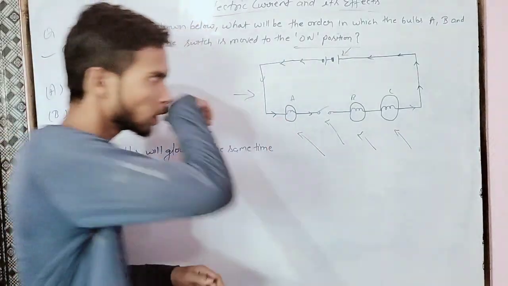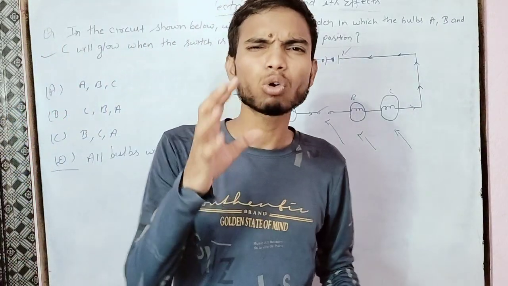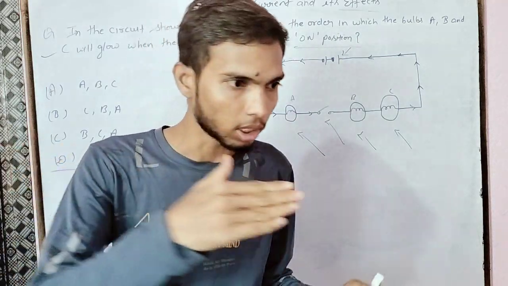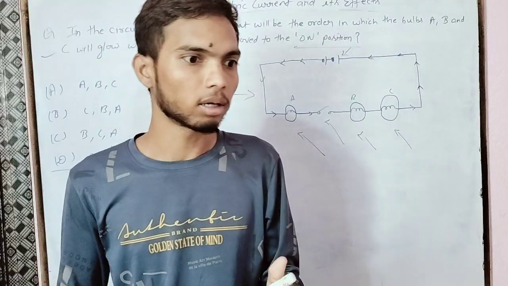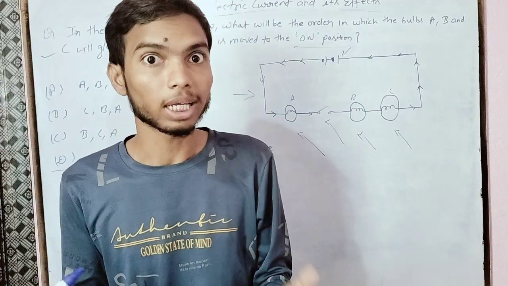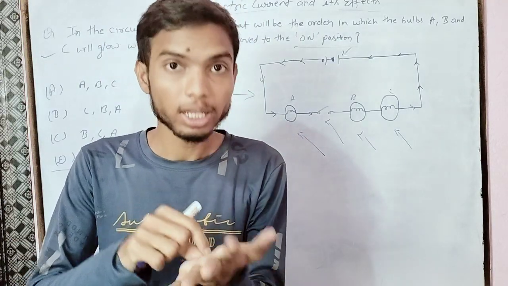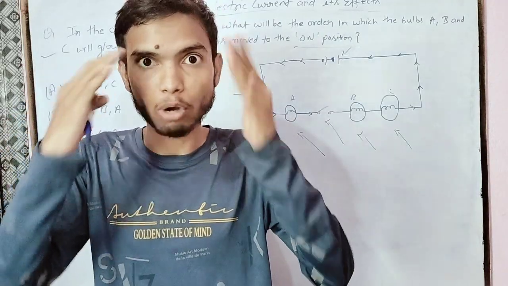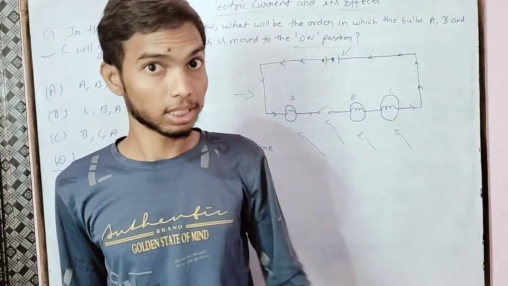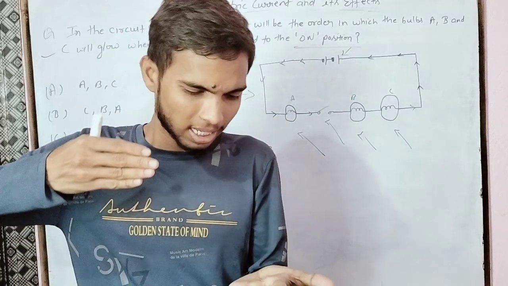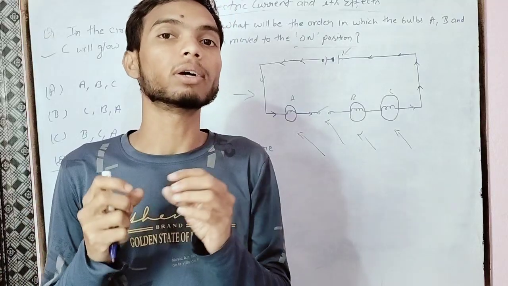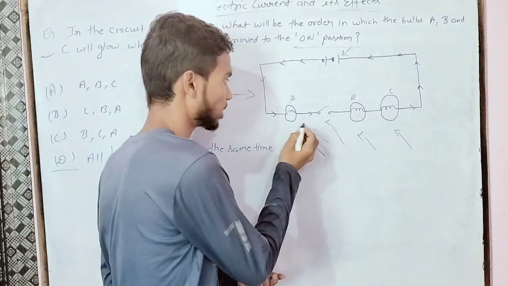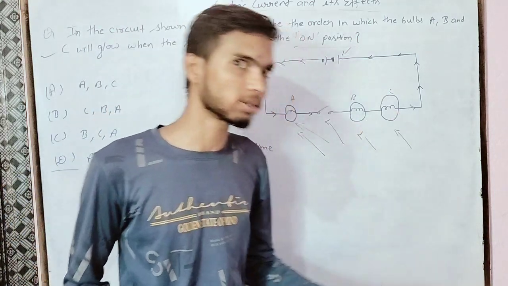Now here we are talking about electricity, we are talking about current. We are not talking about a car, a bike, or a human. Here the word is current, so it travels. Current travels very fast, even more than we can imagine. So we cannot say that first this bulb will glow, then this bulb will glow, then this bulb will glow.